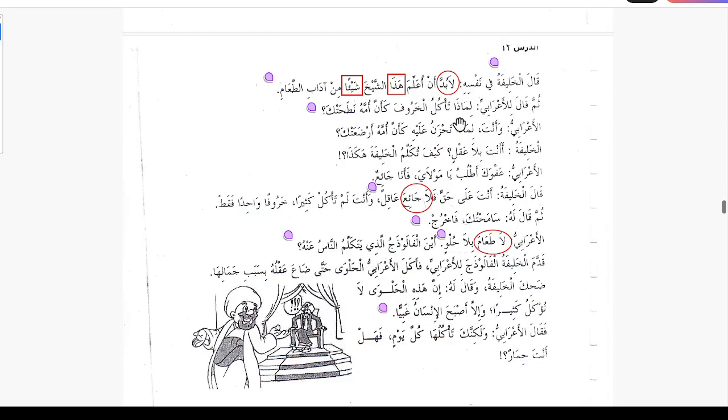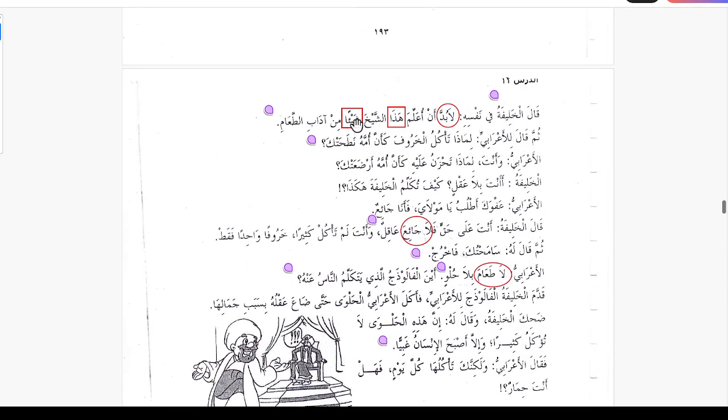So he said to the Bedouin, Limaza takulul khurufa ka anna ummahu natahatka. So he said to the Bedouin, why are you eating the lamb as if his mother hit you with the head, or so natahatka, like the lamb hitting with the head. So why are you eating as if his mother struck you with the head. So you are eating like this, you taking a revenge, in other words.